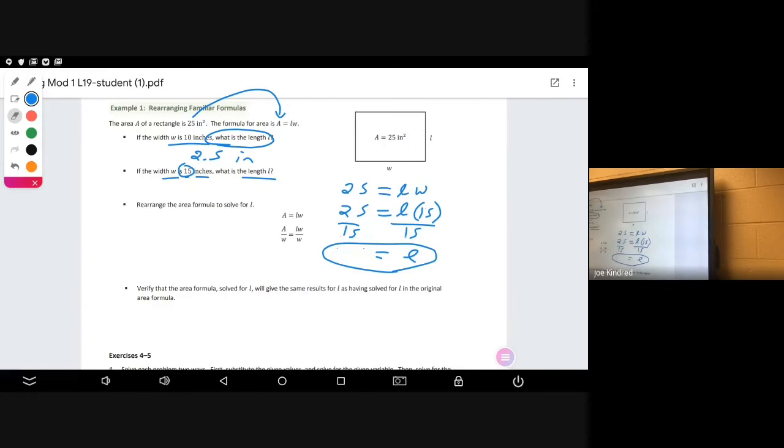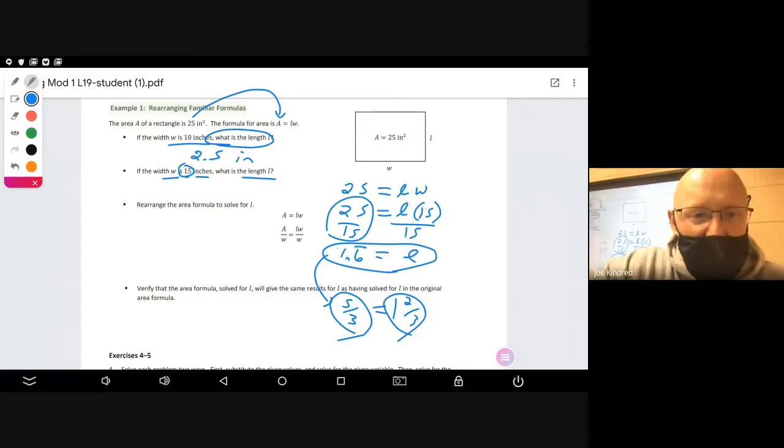So, 25, take your calculator out, divided by 15. That is 1.6 repeating. You could also reduce this fraction. And so this as a fraction is 5/3, also known as 1 2/3. These are all the same answers. Okay, so keep going. Rearrange the area formula to solve for L.